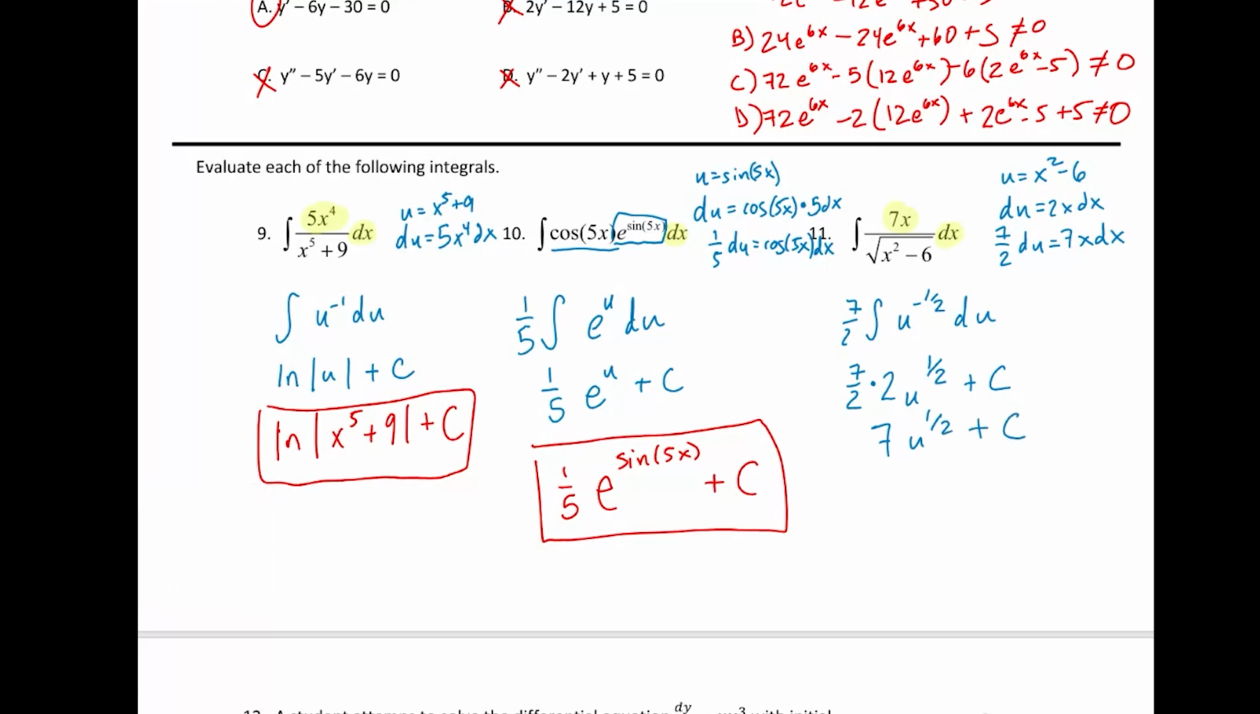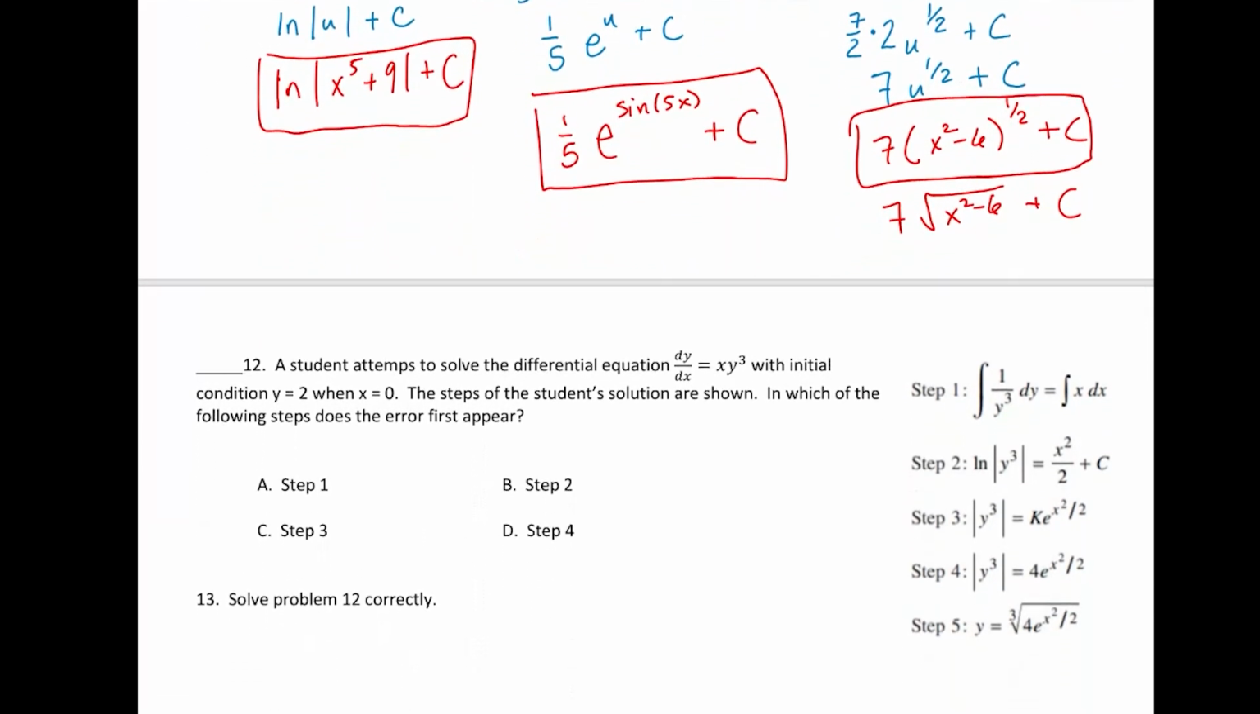Now, my final answer should be in terms of x here. So I'm going to go back and replace that u with an x squared minus 6. And there you go. You could also write this, you don't really have to, but since this expression is raised to the 1/2 power, you could potentially write it like this, or if it was a multiple choice question, it might be written like this. So just be ready to be comfortable with either one of those two representations.